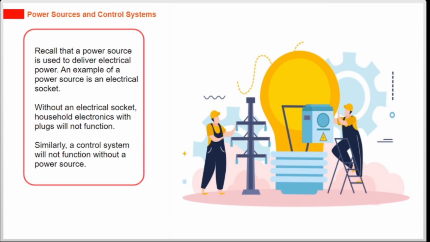Recall that a power source is used to deliver electrical power. An example of a power source is an electrical socket. Without an electrical socket, household electronics with plugs will not function. Similarly, a control system will not function without a power source.